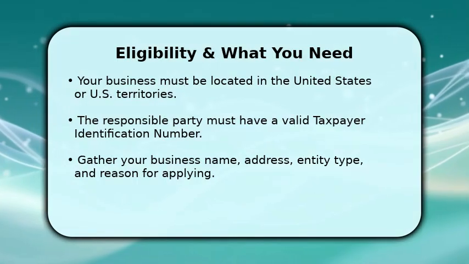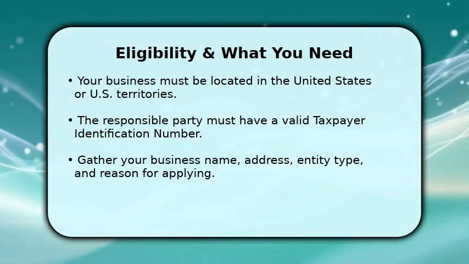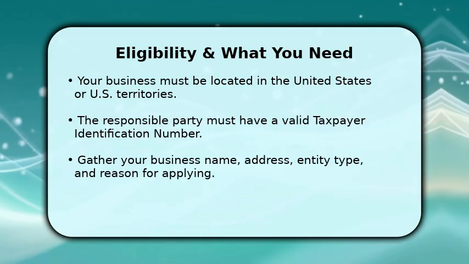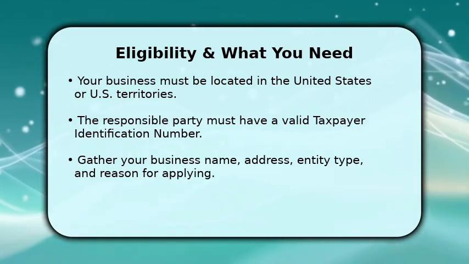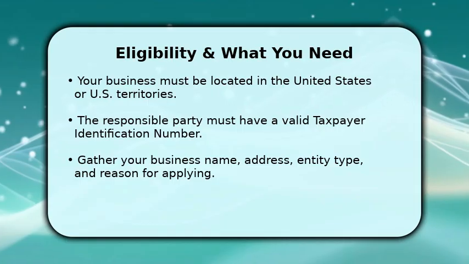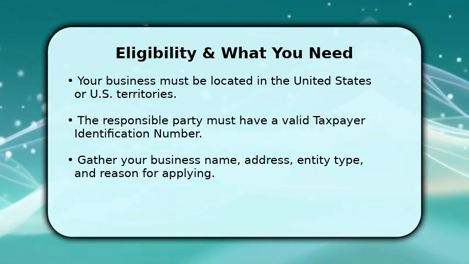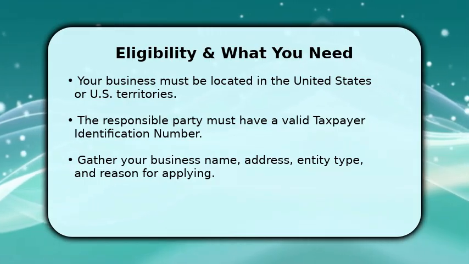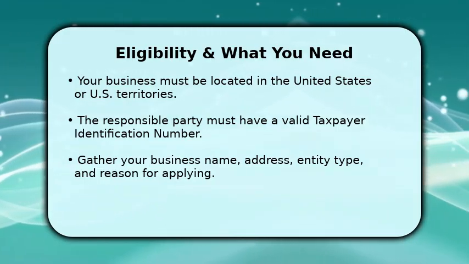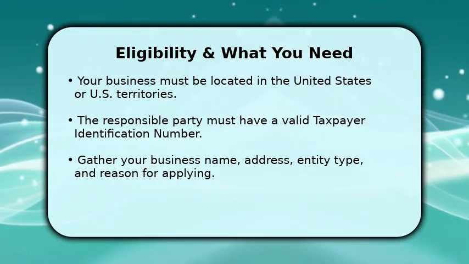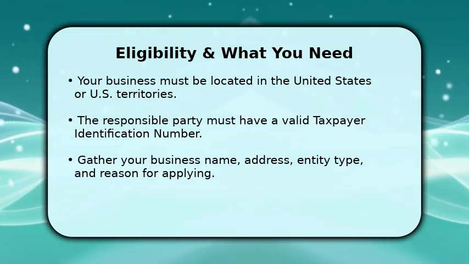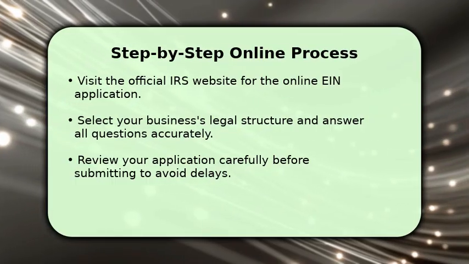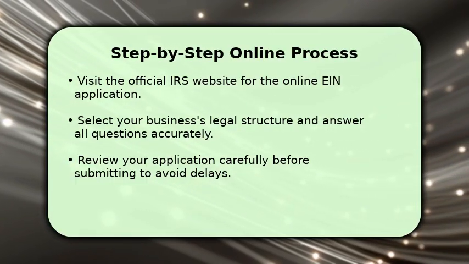Before you begin, ensure your business is physically located within the United States or its territories. You'll also need to identify a responsible party, who must have a valid taxpayer identification number, such as a social security number. Have your business's legal name, mailing address, entity type, and the reason for your EIN application ready to ensure a smooth process. To apply, go to the EIN application section on the official IRS website.